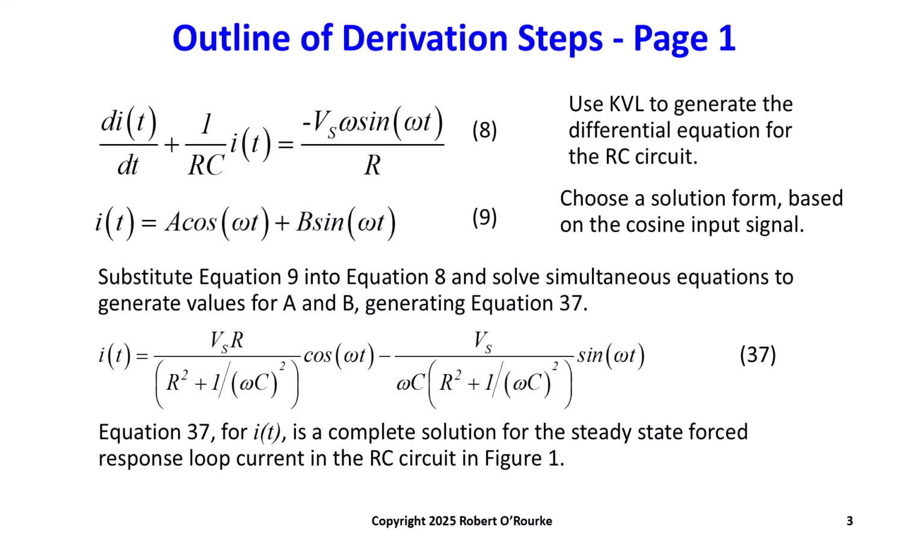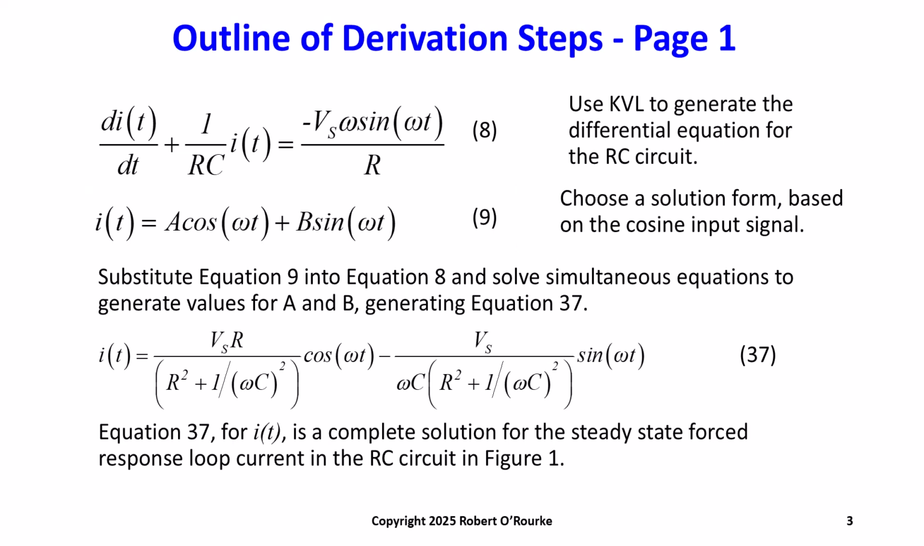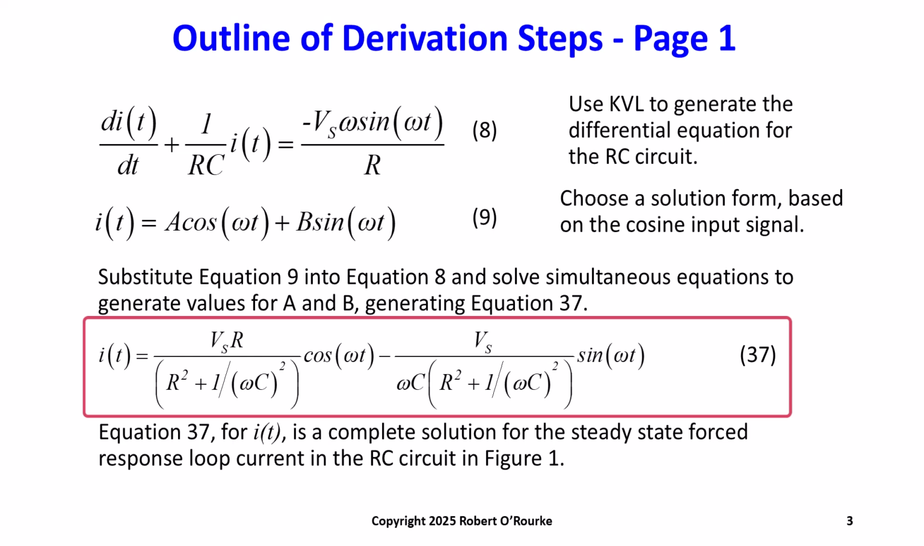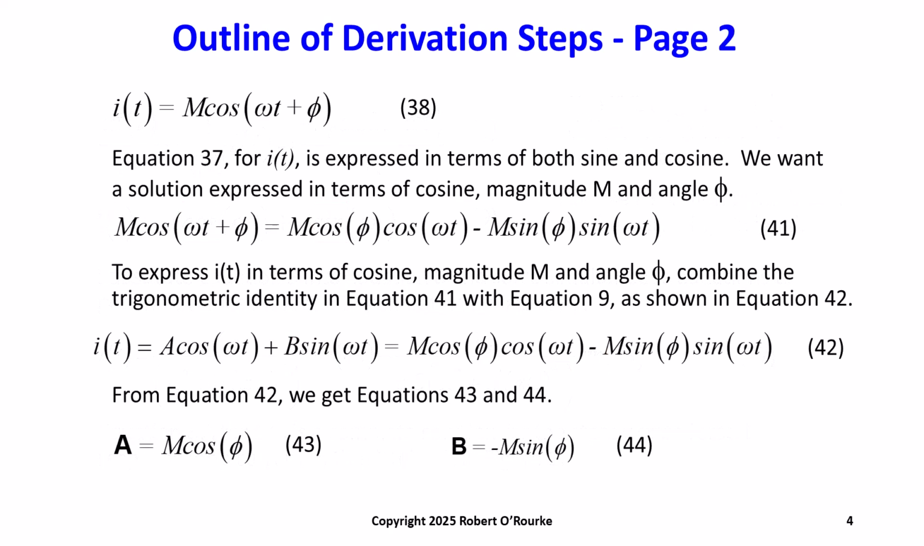After solving for A and B and substituting them into the differential equation 9, we get the time domain solution for the loop current I of t shown in equation 37. But equations 9 and 37 are written in terms of both sine and cosine. We want a current solution function just in terms of cosine, like equation 38.